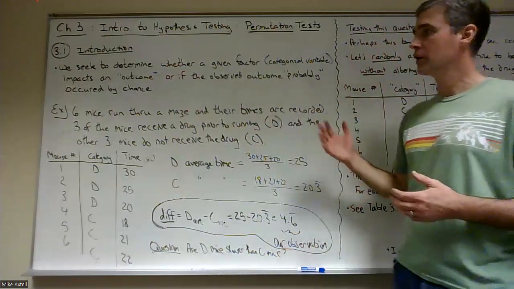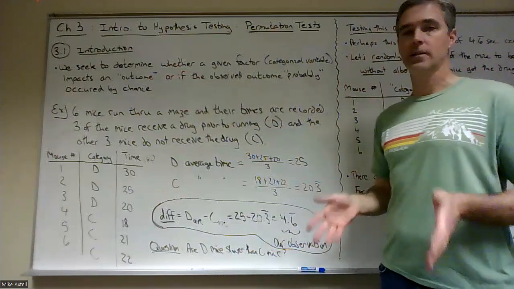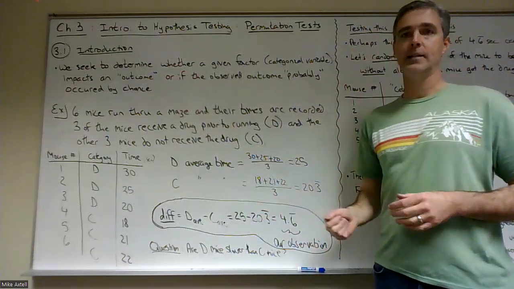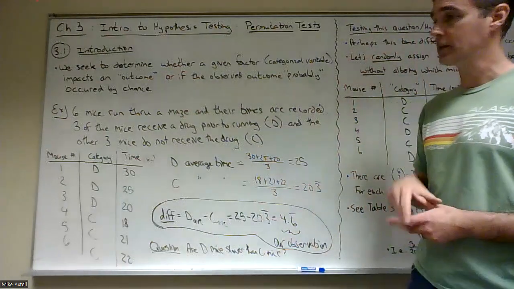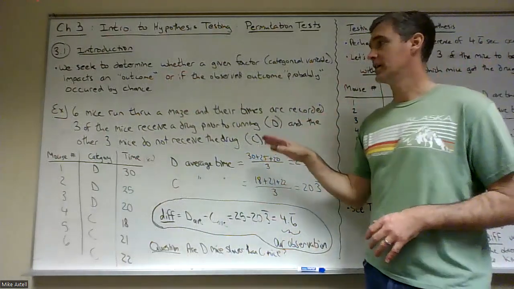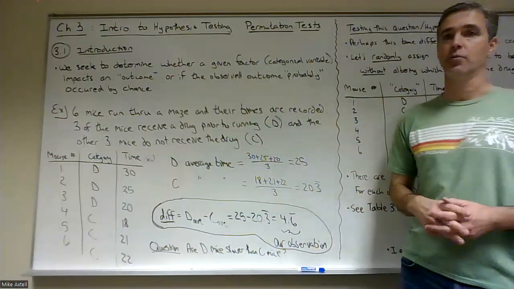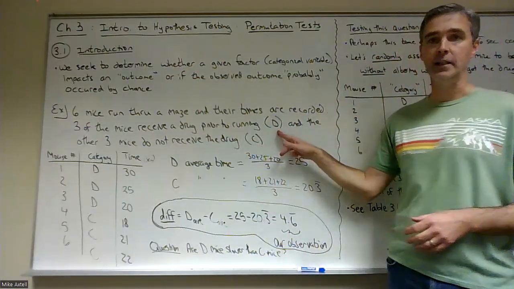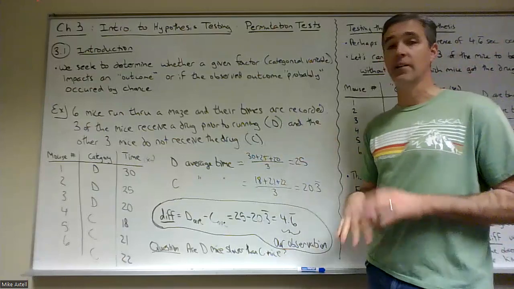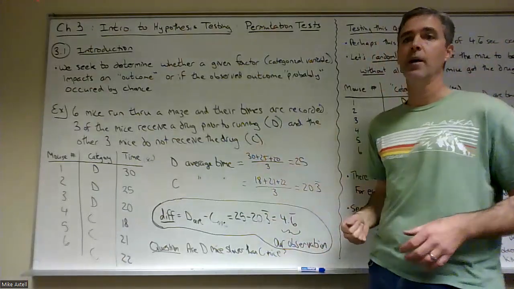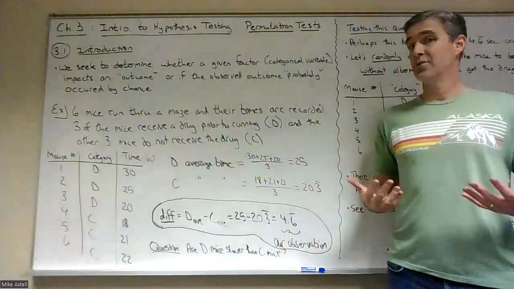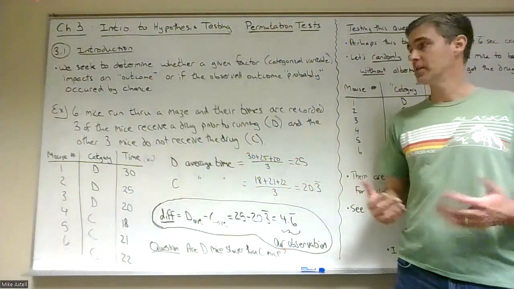Okay. All right, so here's an example. You've got 6 mice, you're going to run them through a maze one at a time, and you're going to time each mouse to see how long it takes them to get through the maze. But 3 of the mice have received a drug prior to the running, and they're going to be given the label D for drug, and the other 3 mice have not received the drug, so they're going to be given the label C for control, okay? And the question might be, does the drug impact how well they run through the maze?